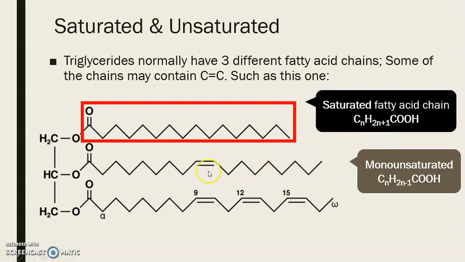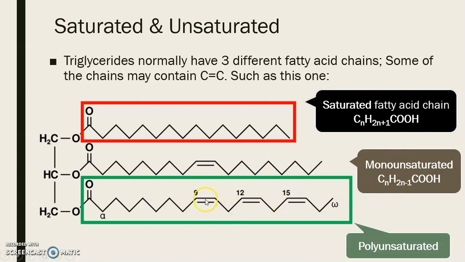If you have one carbon-carbon double bond in the hydrocarbon chain, that is a monounsaturated fatty acid. And then sometimes you might have multiple carbon-carbon double bonds, then it becomes a polyunsaturated fatty acid. Okay? So the key is that every carbon-carbon double bond will result in 2 fewer hydrogens. As you can see, from saturated to monounsaturated, we lose 2 hydrogens. And for polyunsaturated, depending on how many carbon-carbon double bonds you have, the hydrogens just keep dropping.